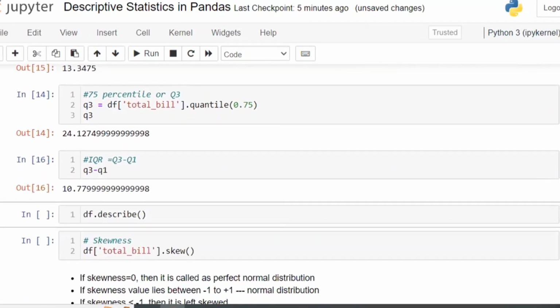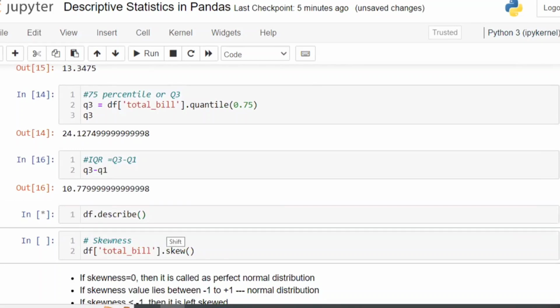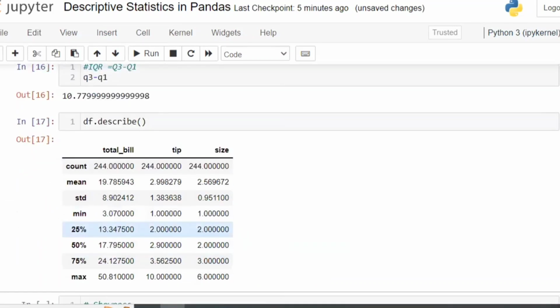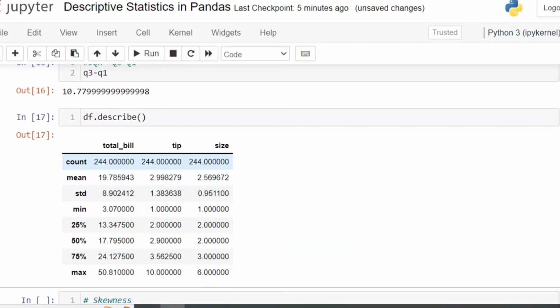Now whatever we have discussed, the mean value, median value and standard deviation, everything you can get in one shot by using the describe function. df.describe, for all the numerical data, by default it is going to select. This is the total number of values, and this is the mean value, this is the standard deviation, this is the minimum value, 25 percentile, 50 percentile, that is the median value, 75 percentile and maximum value. You can get everything in one shot by using df.describe, that too for all the columns in a single shot.